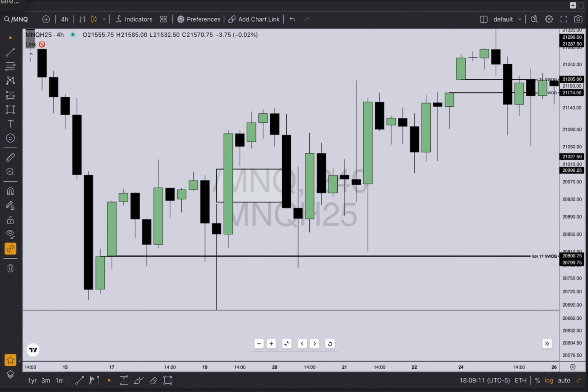So for now, I just want you guys to know how to identify a bullish fair value gap and a bearish fair value gap. This is a bullish fair value gap. Now we're going to look at a bearish one. Same chart, same place. We're not going to go far.